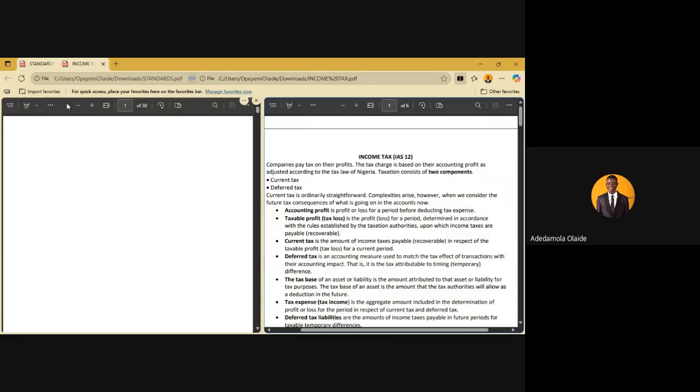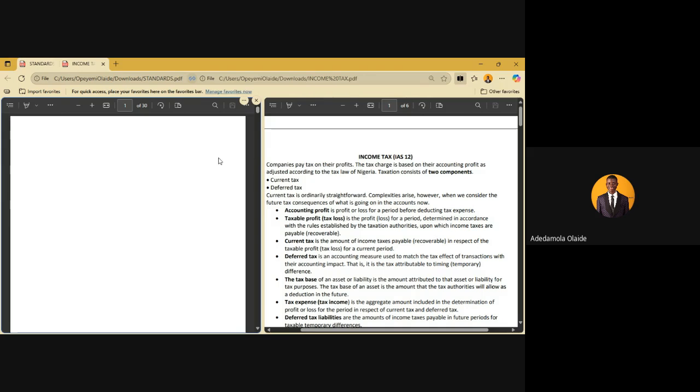Like I said, today we'll be looking at IAS 12. IAS 12 is on income tax. And when we talk of income tax, the income tax for the purpose of our accounting is divided into two. We have the current tax and we have the deferred tax.